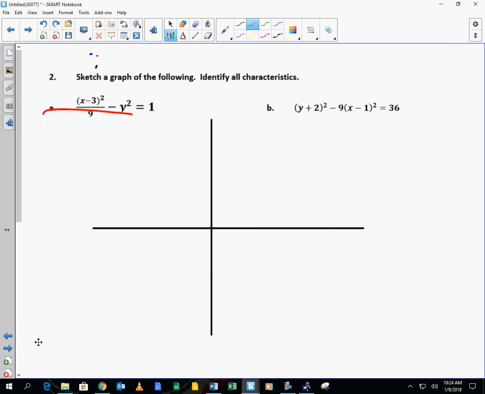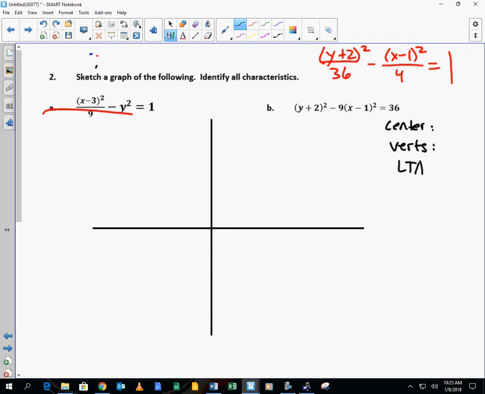What do I have to do before I start this problem? Divide by 36. Very good. If I divide by 36, I get y plus 2 quantity squared over 36 minus x minus 1 quantity squared over 4 is equal to 1. I need my important characteristics. It starts off with the center, the vertices, length of the transverse axis, asymptotes, and foci.